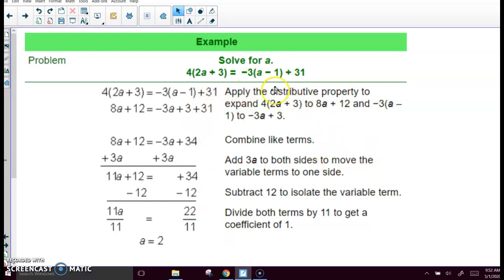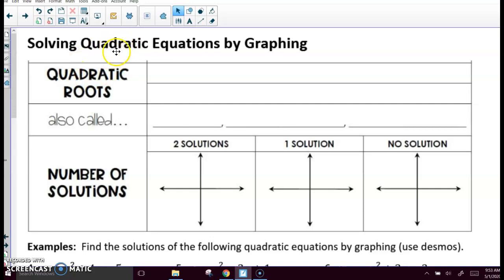We would first eliminate any parentheses using the distributive property. We would then look to combine like terms. Then we would get our variables to one side and then use inverse operations to isolate the variable. It was pretty routine in our step-by-step process. When we solve quadratics, it's not as routine because each quadratic is different and unique. And we're going to learn multiple methods for solving quadratics, the first of which is graphing.